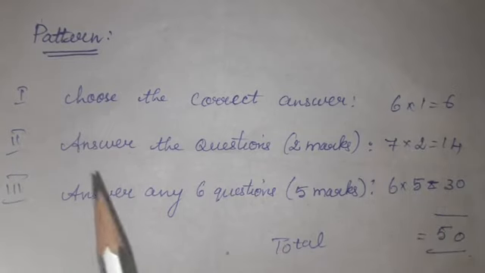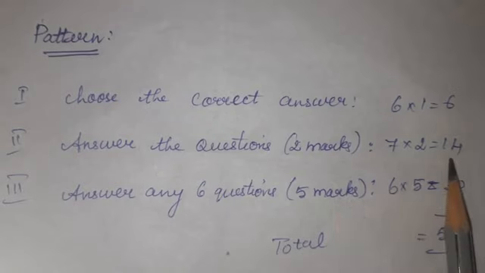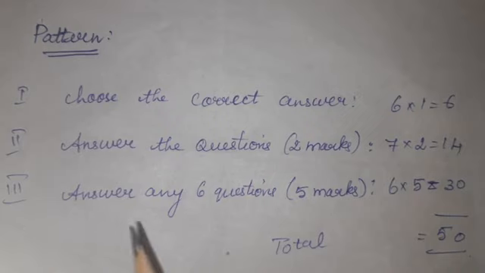Roman letter 2 is a 2-mark question. 7 2s are 14. 7 you should attend. Roman letter 3 is a 5-mark question. You should write 6 questions. So 6 into 5 is 30. Total marks is 50.